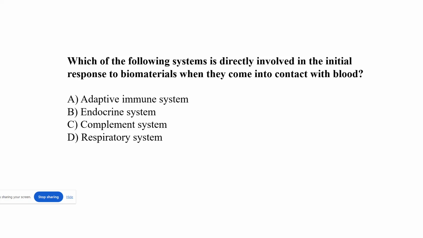Okay. The correct answer here would be the complement system. Just now in the previous questions we discussed how the complement system cascade gets activated. So in terms of biomaterials, this complement system is directly involved in the initial response. The adaptive immune system is also there, but it will come later. First of all, there is the innate immune system basically, and this complement system.